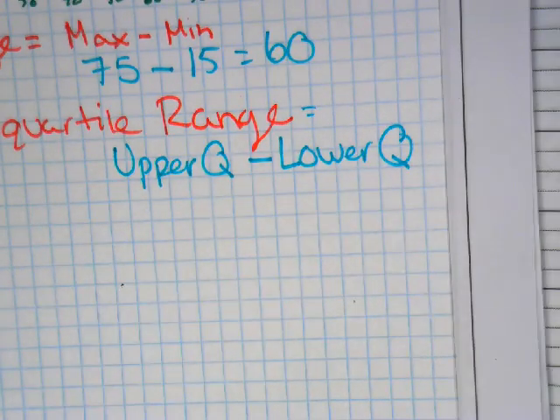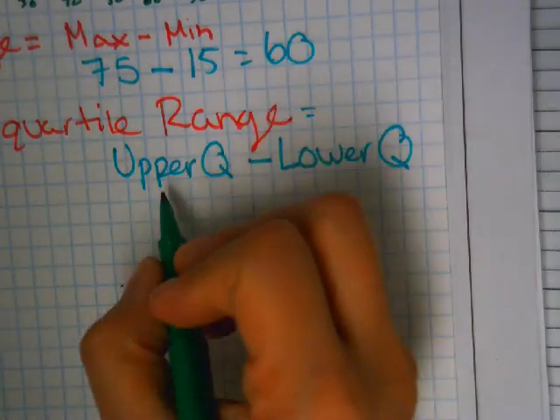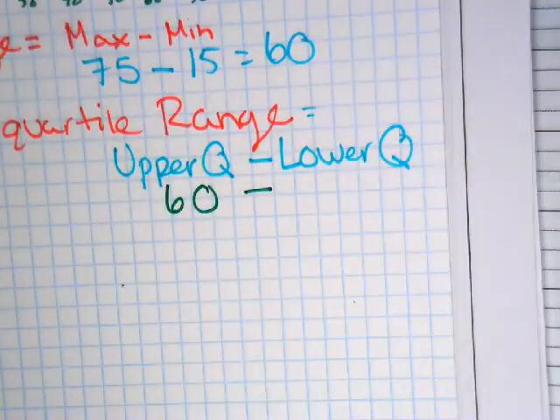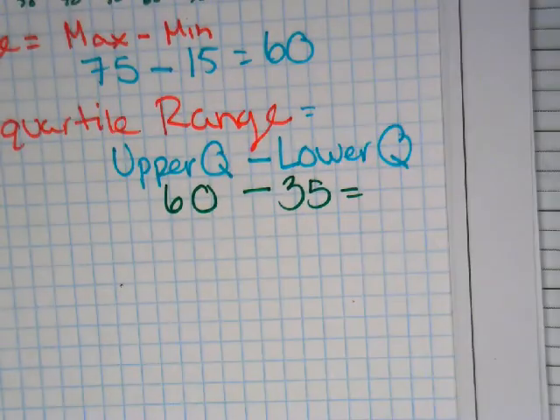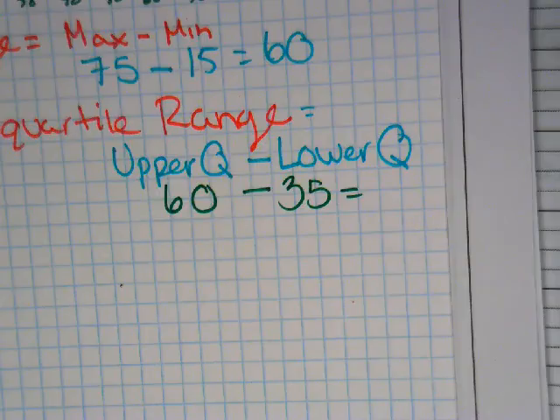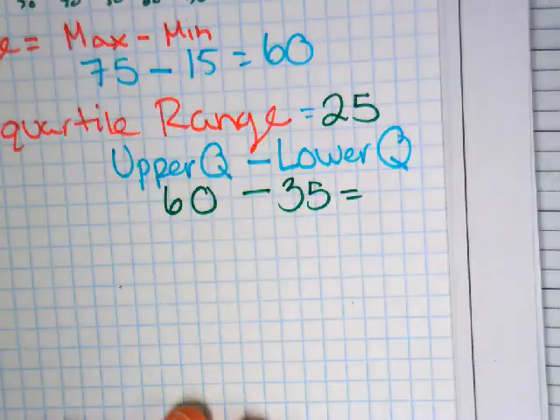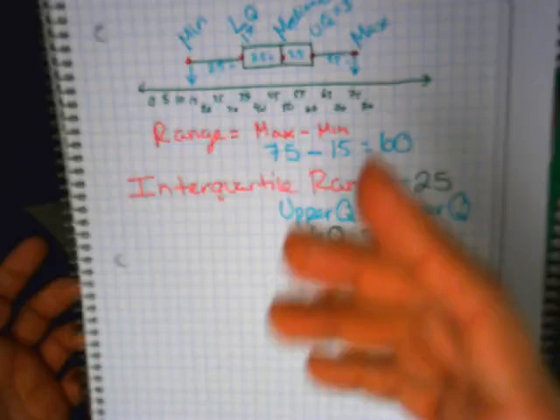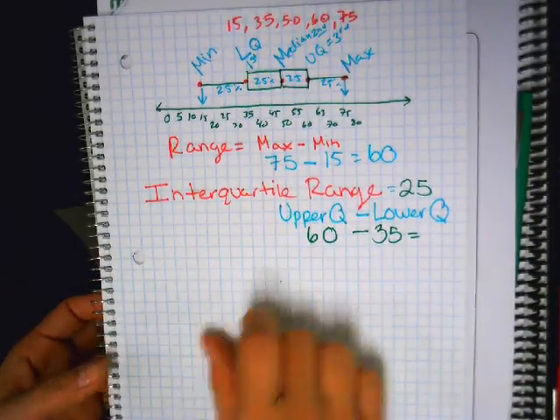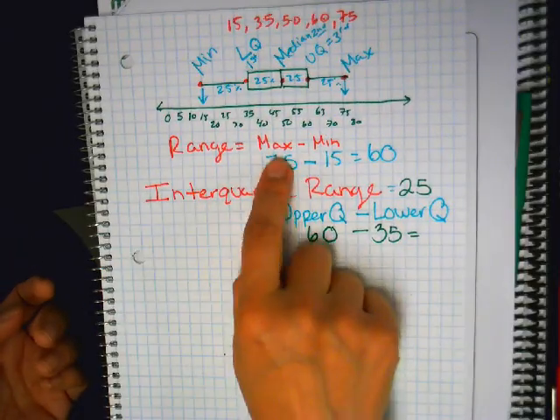Okay, so what is the upper quartile of my problem? 60. Minus, what's my lower quartile? 35. Very good. So, what is 60 minus 35? 25. So, my inner quartile range would be 25. And that's it. That's the new part I didn't teach you yesterday. The inner quartile range, which is just upper quartile minus lower quartile. So, our range is maximum minus minimum.